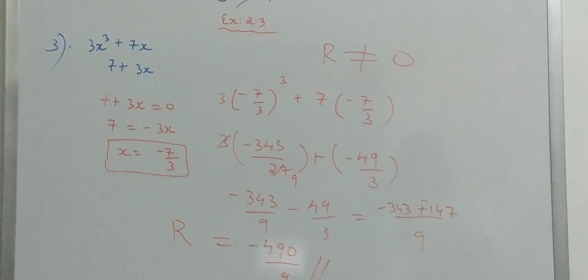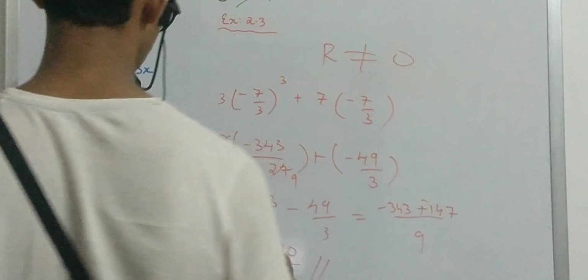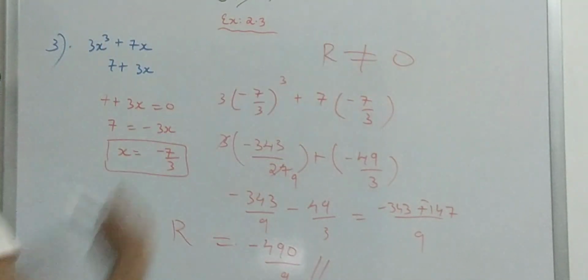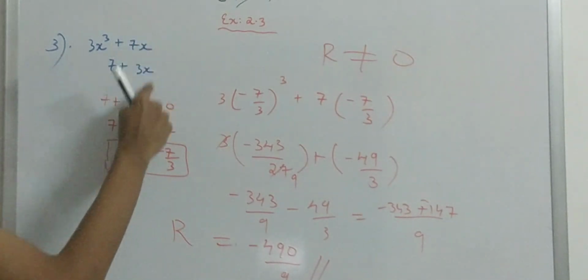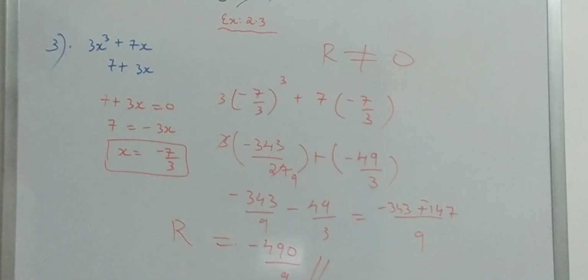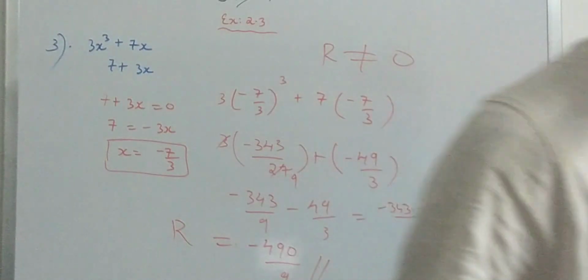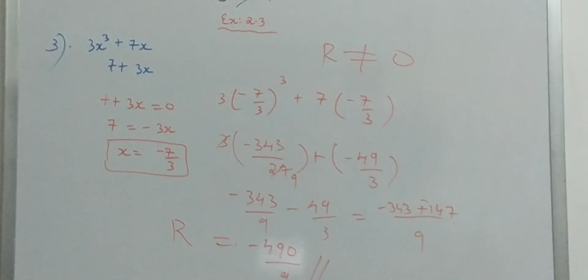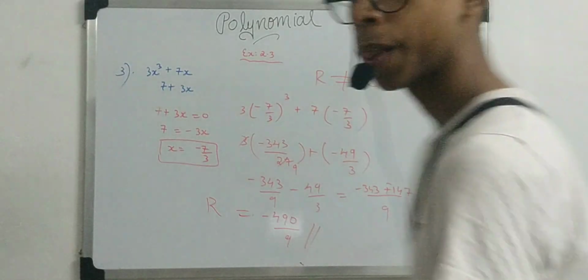Since the remainder that we have got is not equal to 0, 7 plus 3x is not a factor of 3x cube plus 7x. Since we didn't get the remainder equal to 0, we cannot say that these two polynomials given to you are completely divisible by each other. So 7 plus 3x is not a factor of 3x cube plus 7x. I hope it is clear to you.